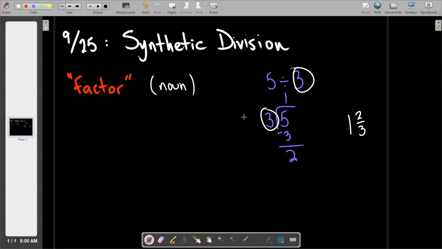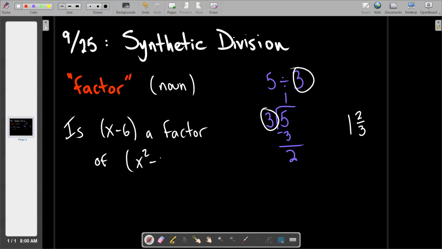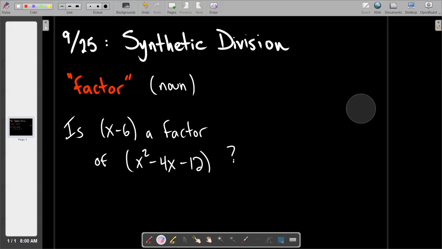So if we apply that to algebraic thinking, the question becomes something like this. Is x minus 6 a factor of x squared minus 4x minus 12? So we jumped up quite a bit there, right? From talking about fourth grade division up into 11th grade math.